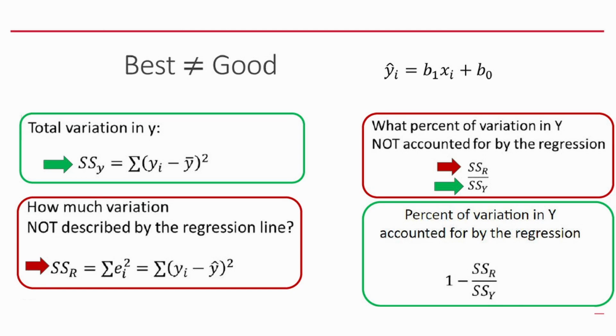And the idea here is that percent is really good when it's high. We want to explain a lot of the variation in y by using our regression. And since it's a percent, 100 is the best and 0 is the worst. So higher the better, lower the worse.